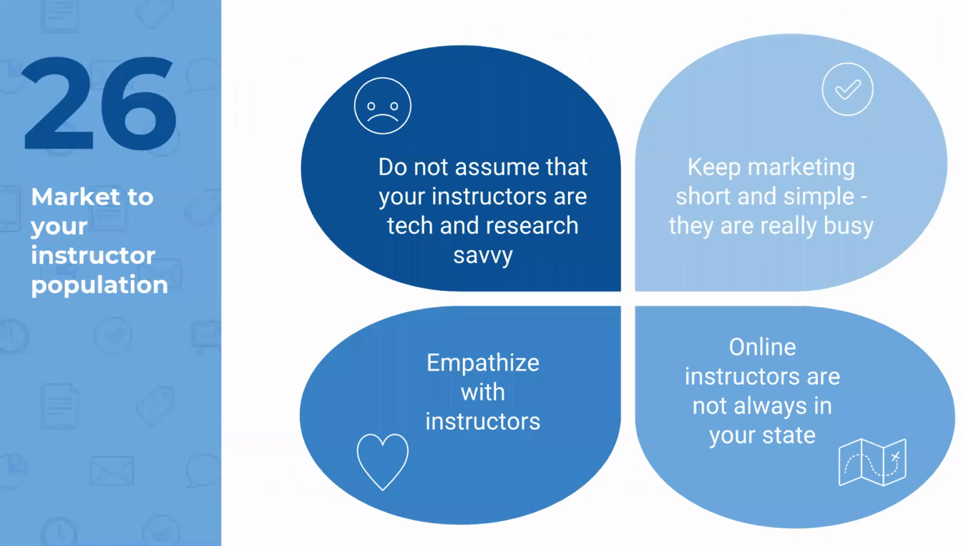So obviously the first thing everybody wants to do is market to the faculty, because if you get to the faculty, it will spread to the students, and you will be able to market your library instruction more efficiently. So don't assume that your instructors are tech and research savvy. Most online instructors are in fact adjunct, and they are just as isolated as your students. So it's always important to reach out to those instructors individually.